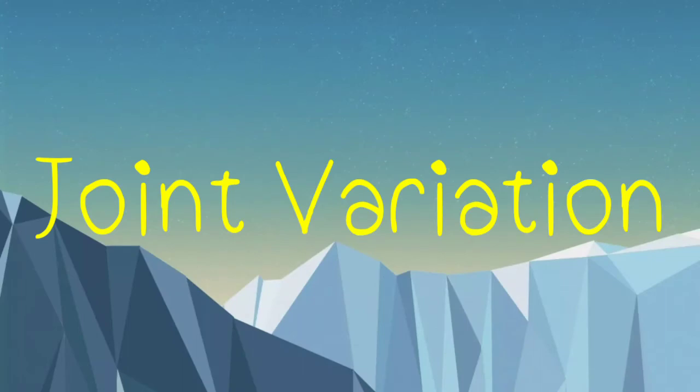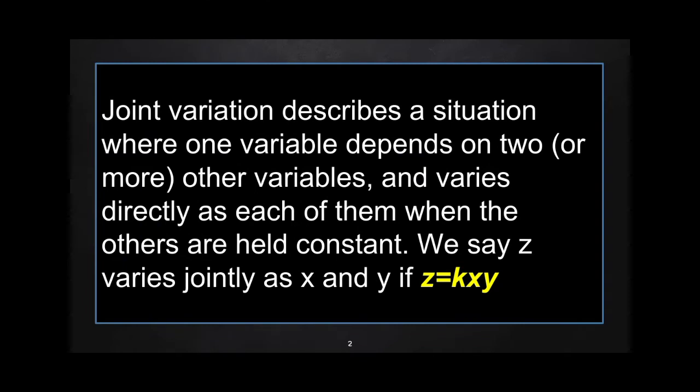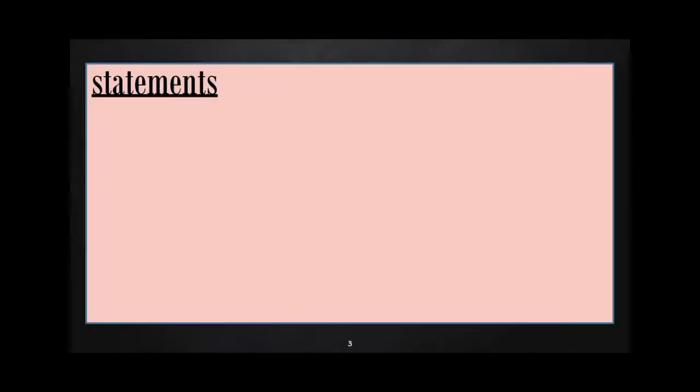Our topic is all about joint variation. Joint variation describes a situation where one variable depends on two or more other variables and varies directly as each of them when the others are held constant. We say z varies jointly as x and y if z is equal to kxy. Now we have the statements that we are going to use in joint variation.